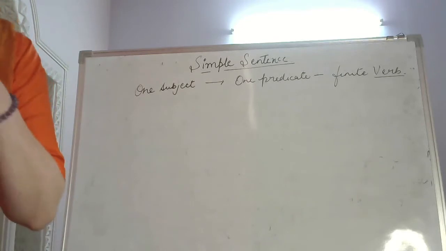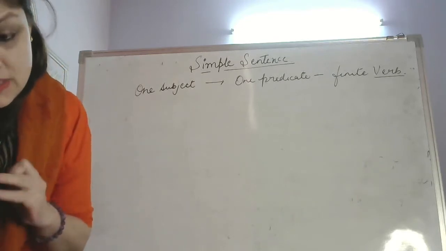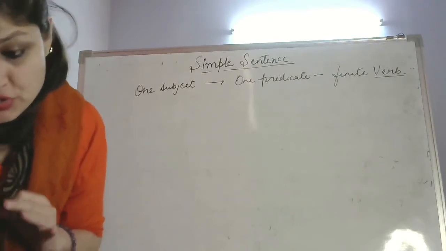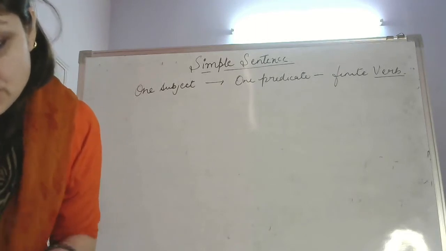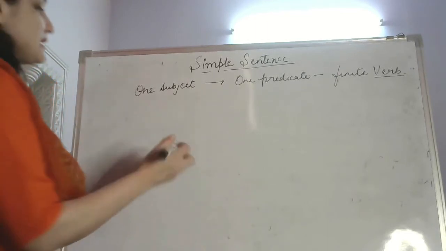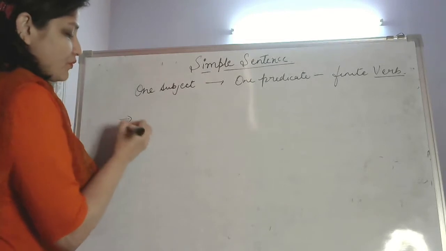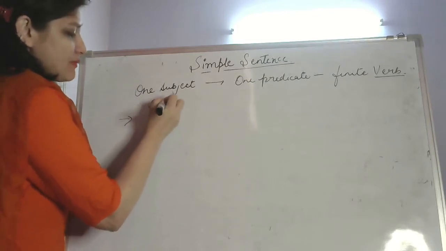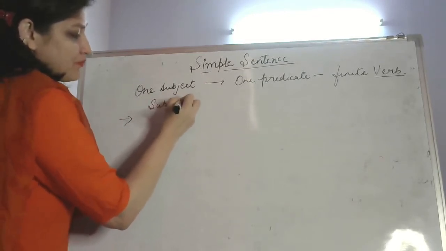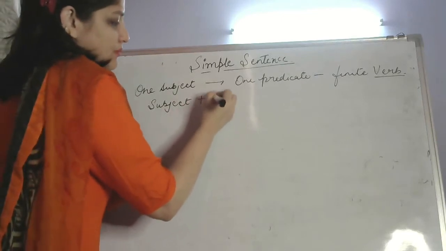Now, in your book, they've given different sentences. If you can go through them, just read them. It says here the first one is flowers bloom. I'll take this one, where it is talking about subject plus predicate.